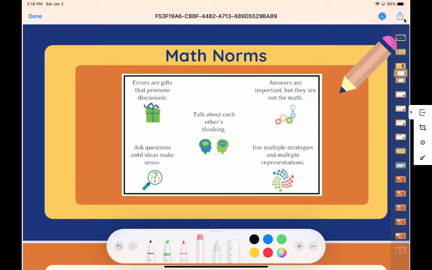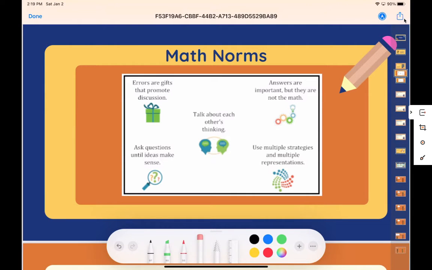You guys are going to find that during these lessons, I'm going to ask you a lot of questions that are going to require your response on the Nearpod. And so make sure that you're answering those questions because as you do, they will make the ideas make more sense to you. The next norm is to talk about each other's thinking.